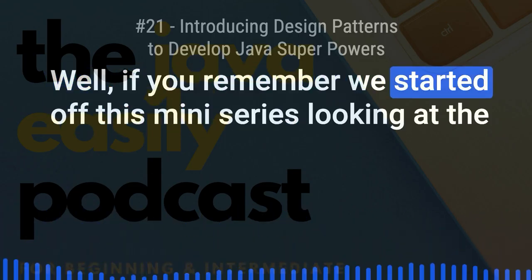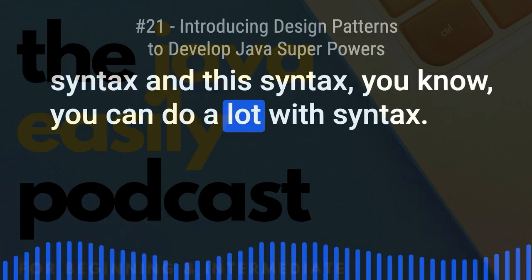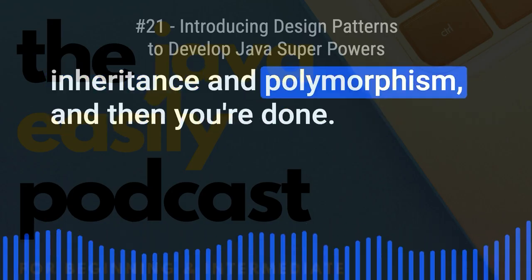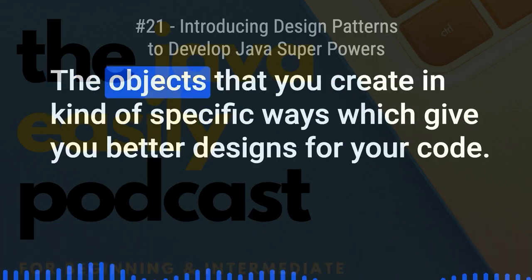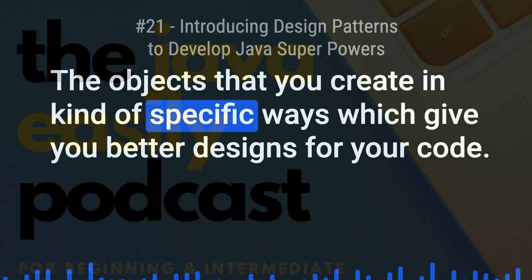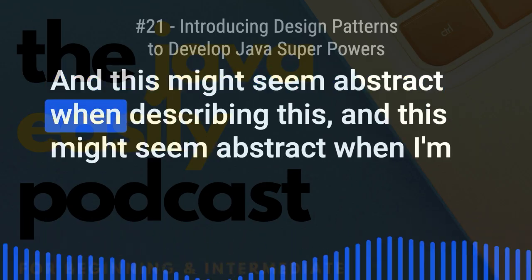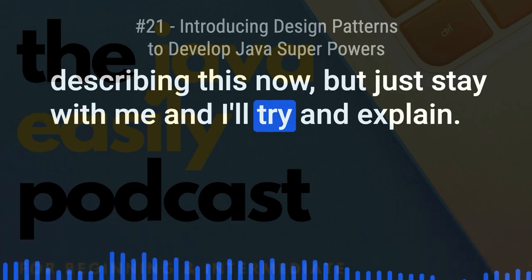Well, if you remember, we started off this mini-series looking at the syntax. And with syntax, you can do a lot. It's not just about defining classes and learning about encapsulation, inheritance, and polymorphism, and then you're done. You can actually do a whole lot more because you can arrange the objects that you create in specific ways which give you better designs for your code. And this might seem abstract when I'm describing this now, but just stay with me and I'll try and explain.